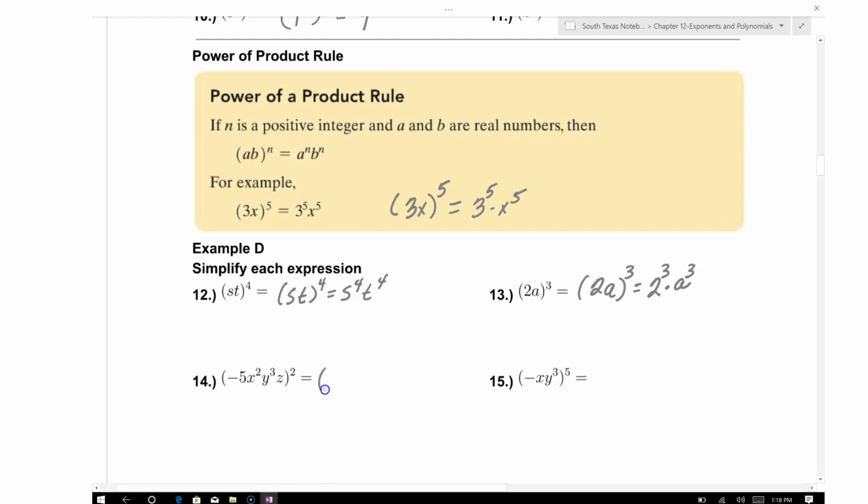So if you look at the first one, we have negative 5 raised to the 2nd power. Now we have x squared raised to the 2nd power, so that's going to have to be x to the 4th. Because you have a power raised to a power, you're going to multiply. You have y, and we have 3 raised to the 2nd, which is going to be 6. And we have z, that is to the 2nd power.